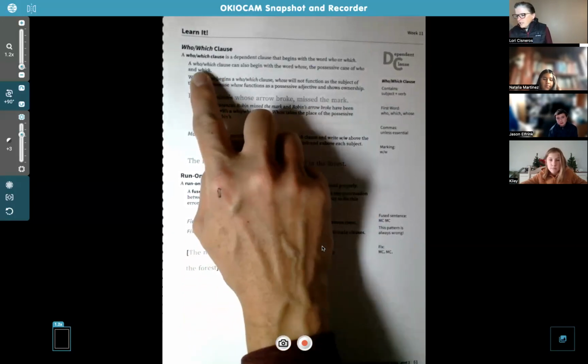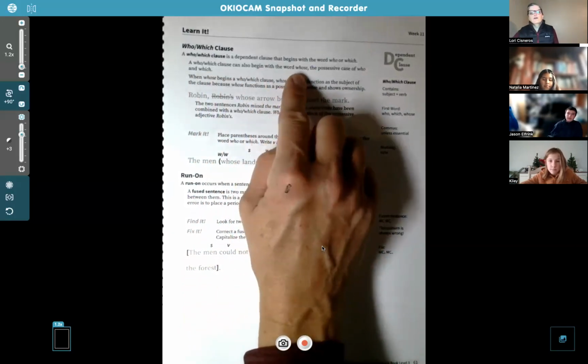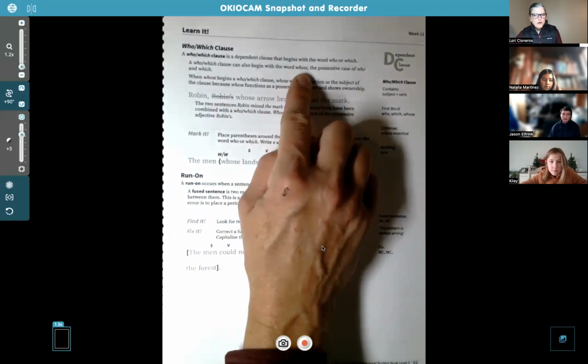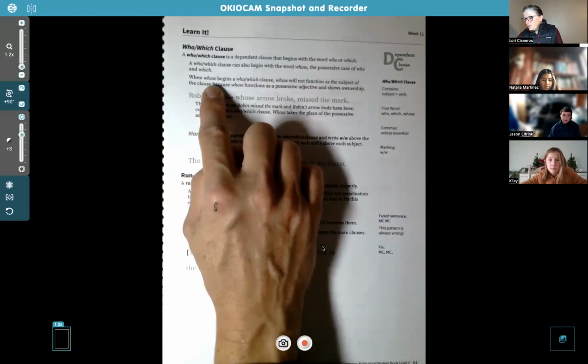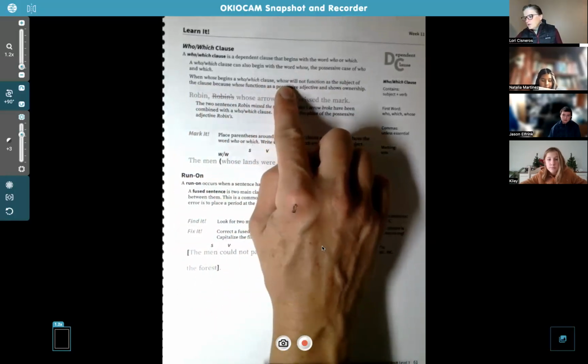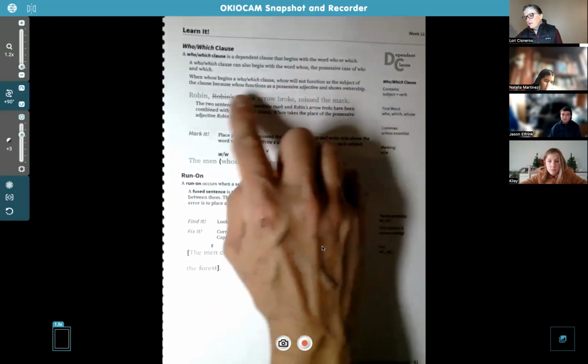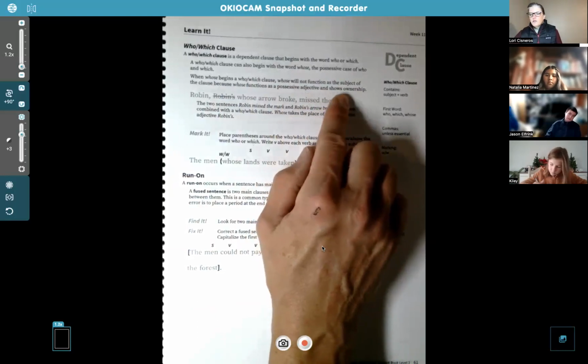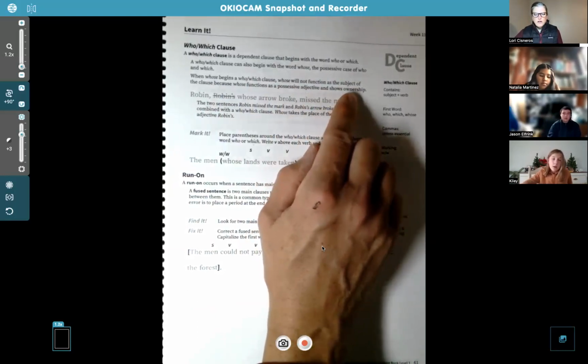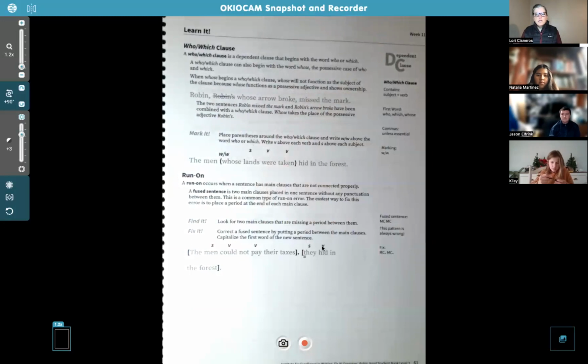A who, which clause can also begin with the word whose. So that's true for your writing too. If you want to use whose instead of who or which, you can. The possessive case of who and which. When whose begins the who, which clause, whose will not function as the subject of the clause because whose functions as a possessive adjective and shows ownership. So you know how sometimes when we label the who, which clause, sometimes inside the clause who is the subject, but not when you use the word whose.